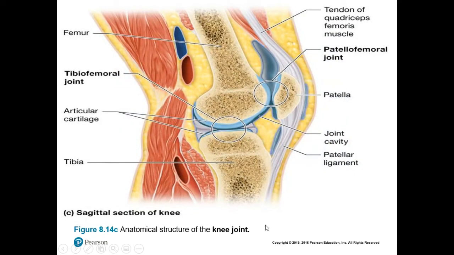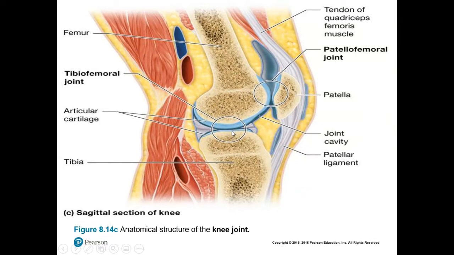The next joint is the knee joint. The knee joint creates several types of joints. The first one is the patellofemoral joint, with patella coming from the patella, which is the kneecap, and femoral coming from the femur. Those two creating that joint right there is a patellofemoral joint. The other one is a tibiofemoral joint. Here's the tibia bone, here's the femur bone. The joint between the two is the tibiofemoral joint.